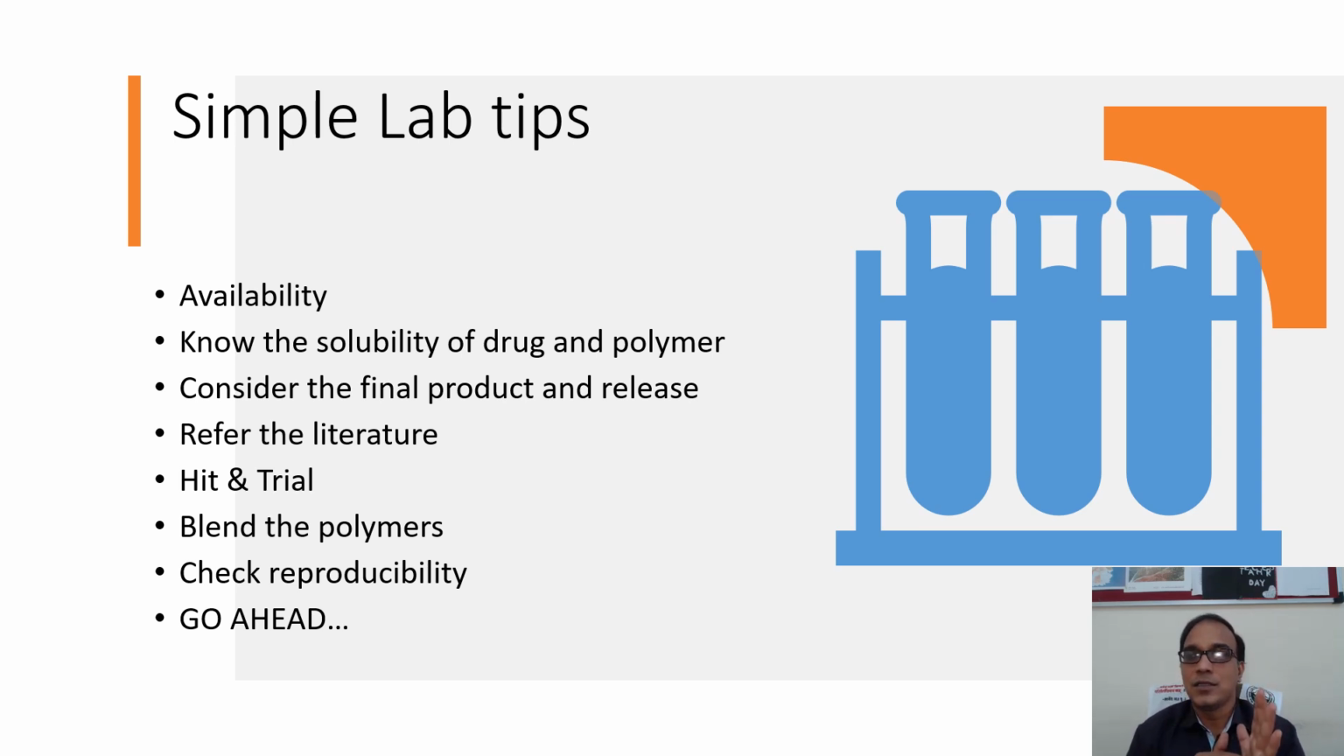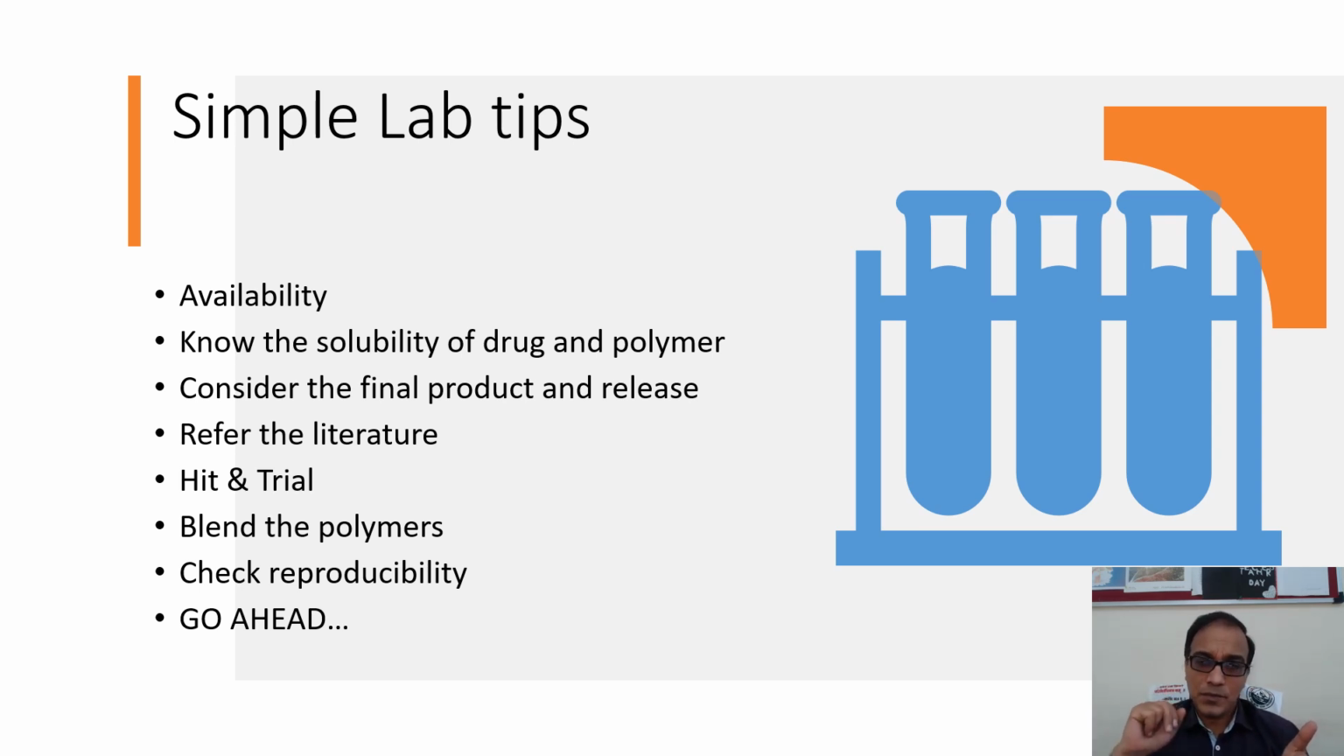Hit and trial. Now use different ratios of drug and polymer and try. That hit and trial must be on the basis of literature review also. You cannot take any vague percentage or vague concentration. That's why I'm asking you to refer to the literature, so that you can have an idea in which concentration it is being used in general. Understand?